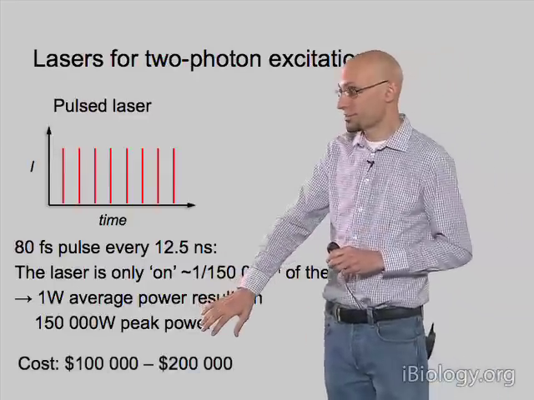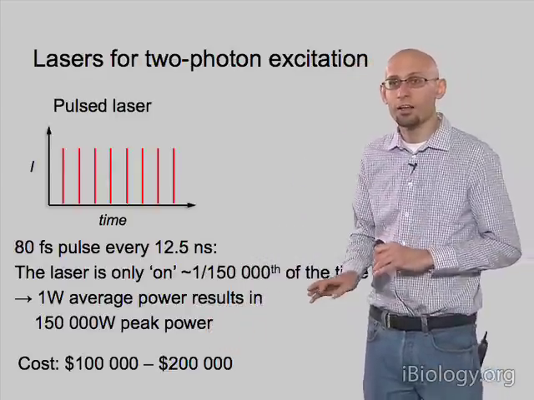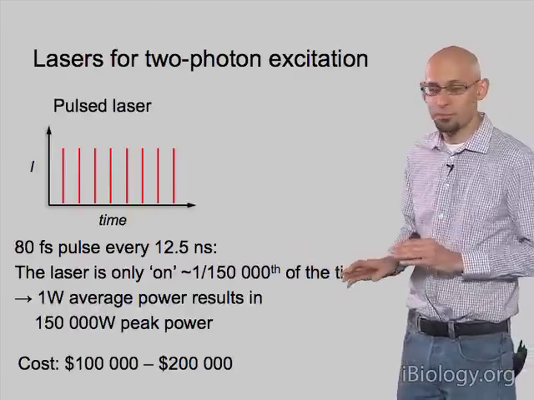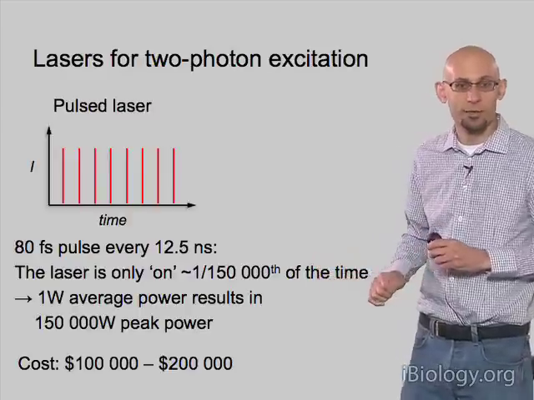The downside to these things is they're not cheap. They run you sort of $100,000 to $200,000 just for the laser. And so this means that a two-photon microscope isn't a cheap microscope, but it lets you do things that you can't really do any other way.